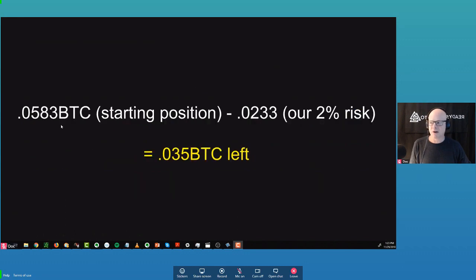Okay, so our starting position, remember, was 0.0583 BTC. That's our 5% position. Now, our risk on the trade is 2%, so if we subtract that from the position, this is what we're going to have left. And that's where we need to set the stop.